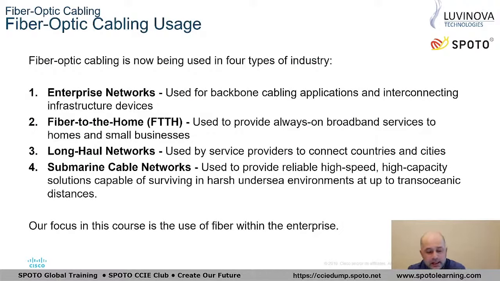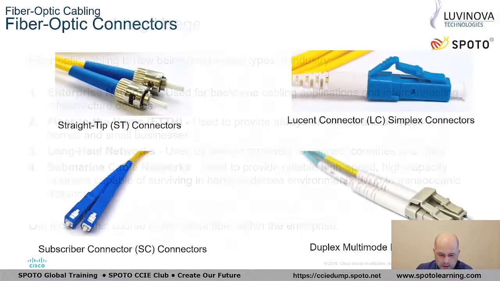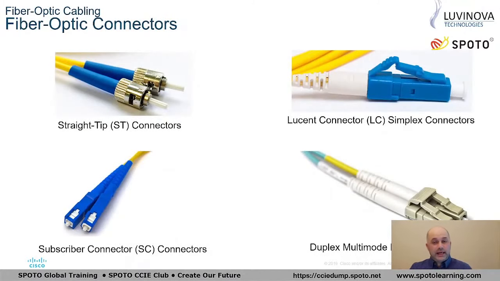Fiber optic cabling is now used by four types of industry: enterprise networks, fiber to the home, long haul networks, and submarine cable networks. Fiber optic connectors: you have to connect that cable to the device, and there are a few connectors to terminate the fiber optic. They are the straight tip ST connector, the Lucent connector LC, the subscriber connector SC, and the duplex multi-mode LC connector. Depending on the type of device, you use different types of connectors.